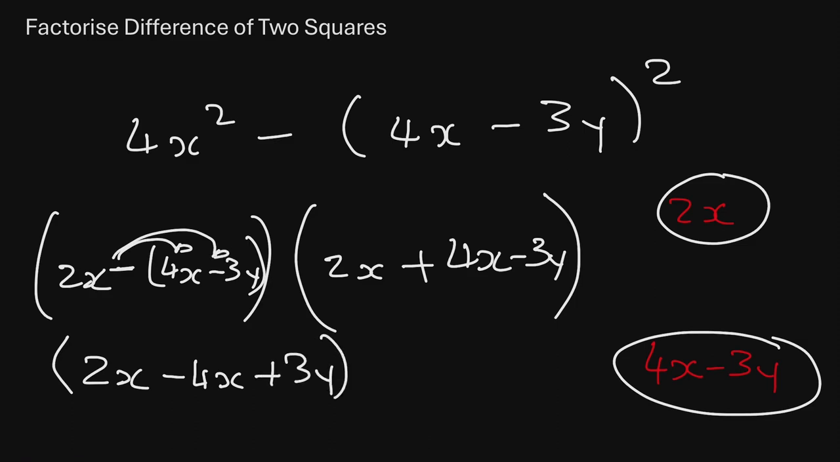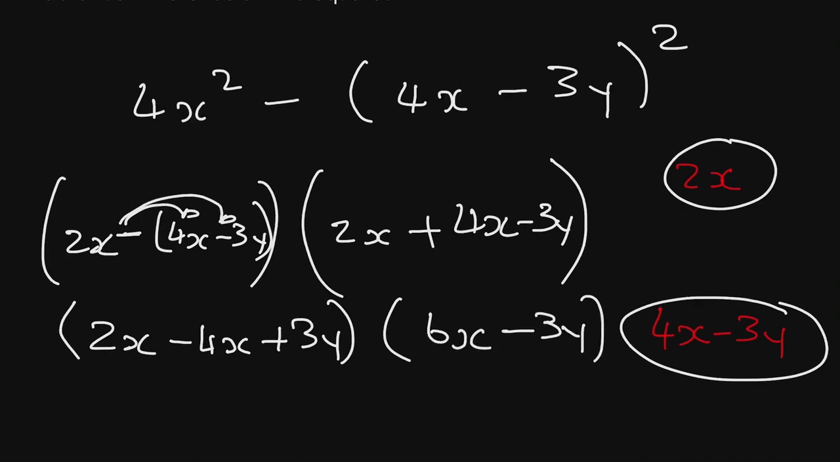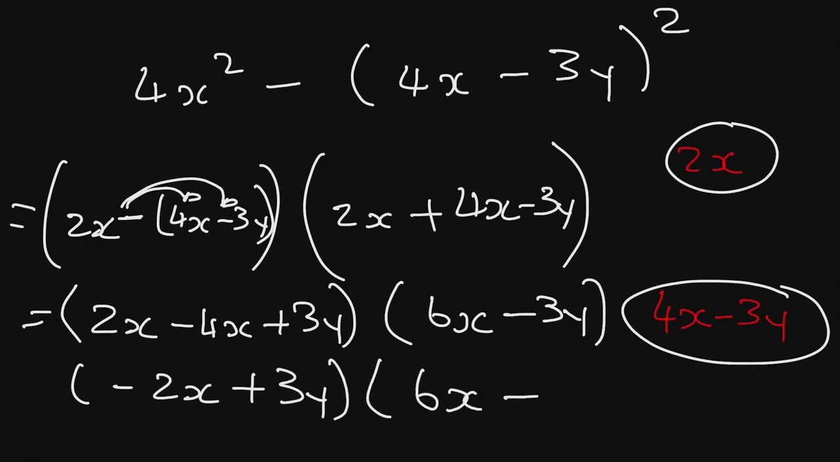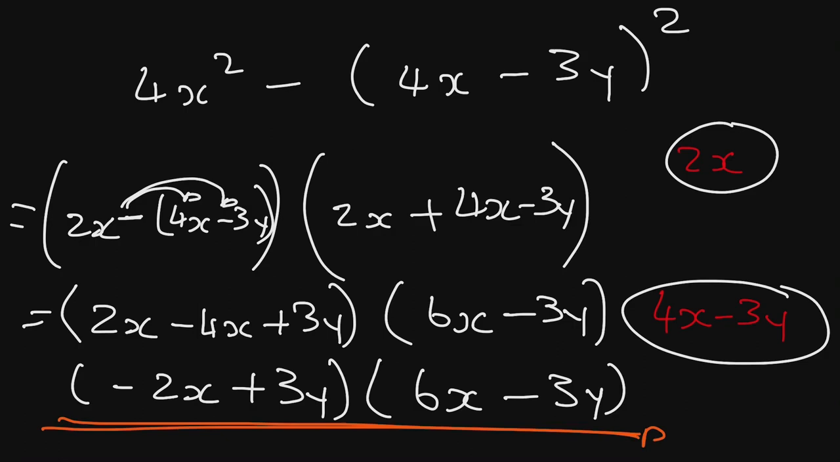And therefore, you open the bracket. Inside here, you can simplify because you have 2x plus 4x, that is going to give you 6x, and then you have minus 3y. So now you can also simplify this part of the bracket, because now you have 2x and minus 4x. So 2x minus 4x is going to give you negative 2x, and you have plus 3y. So that is how you simplify that difference of two squares. This is going to be your final answer.